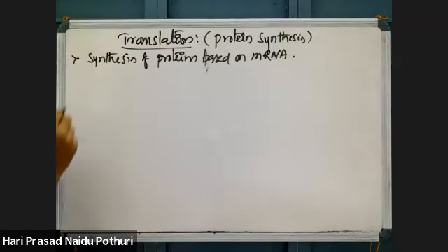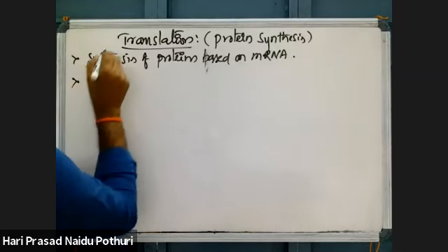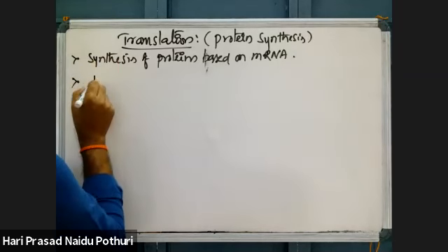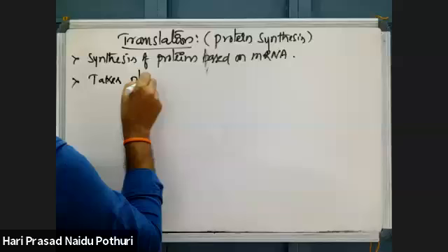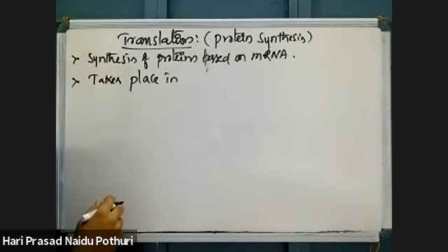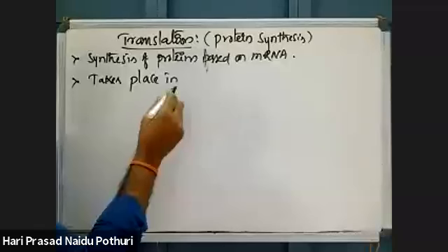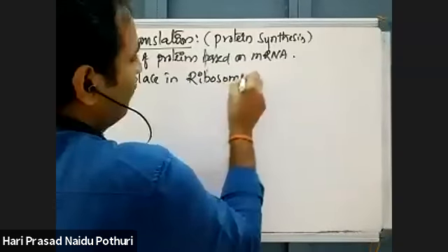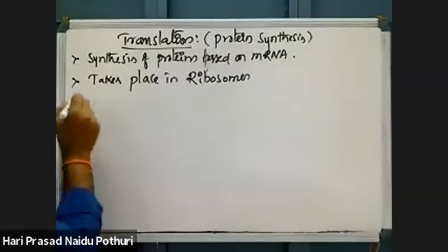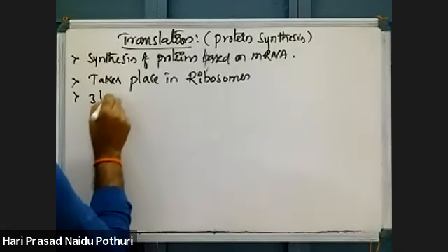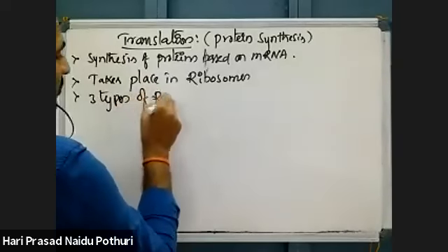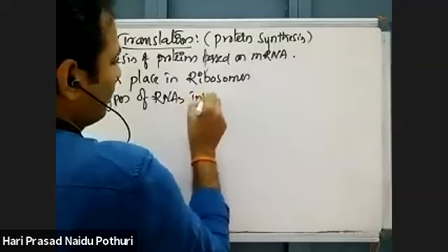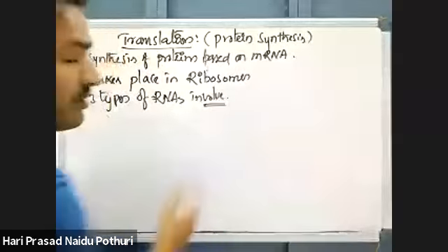Okay? Right. Protein synthesis or translation takes place where? Ribosomes. It takes place in ribosomes. Here, 3 types of RNAs are involved in protein synthesis.